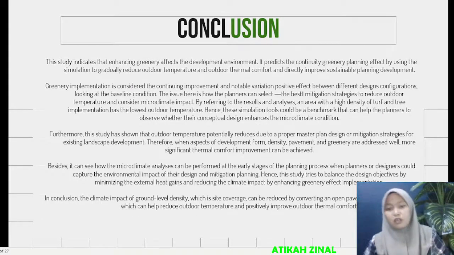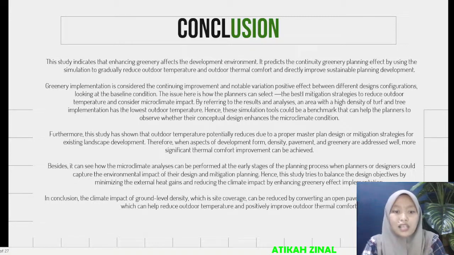Okay, we're going to the finish. As the conclusion, the study indicates that enhancing the greenery effect in the development environment, predicting the continuous greenery planning effect by using simulation, gradually reduces outdoor temperature, improves outdoor thermal comfort, and directly improves sustainable planning development. Greenery implementation is considered a continuing improvement with notable positive variation between different designs and configurations.